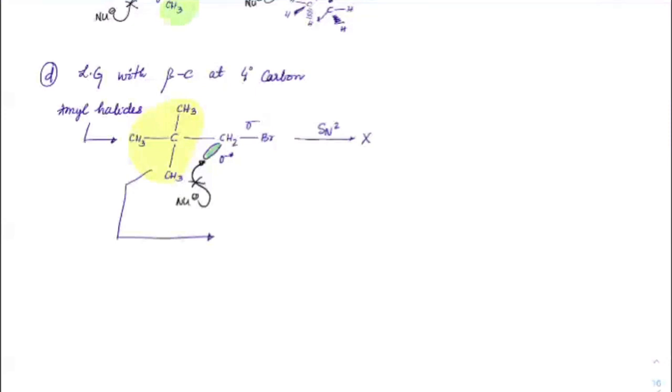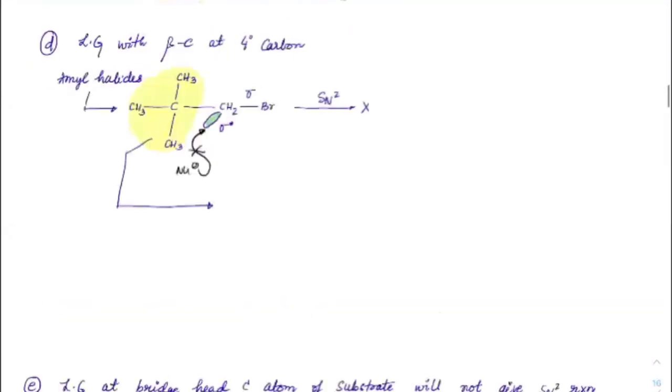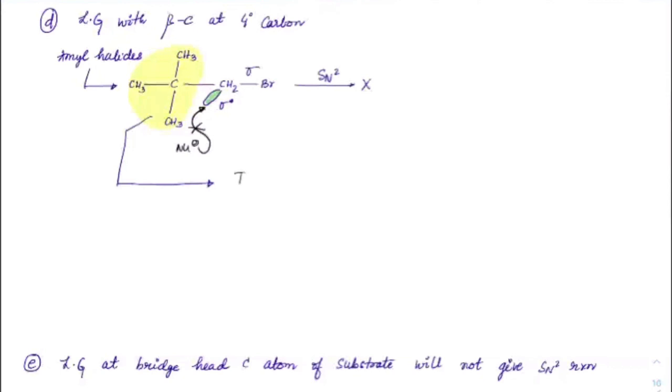SN2 should not be done either with tertiary alkyl halides or with beta 4° carbon halides. So none of them would happen via SN2. Therefore, the reason would be: too bulky to let the nucleophile approach the sigma star orbital.